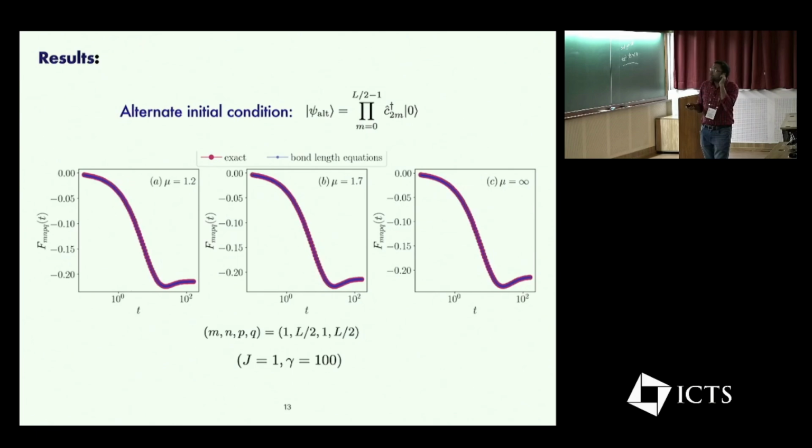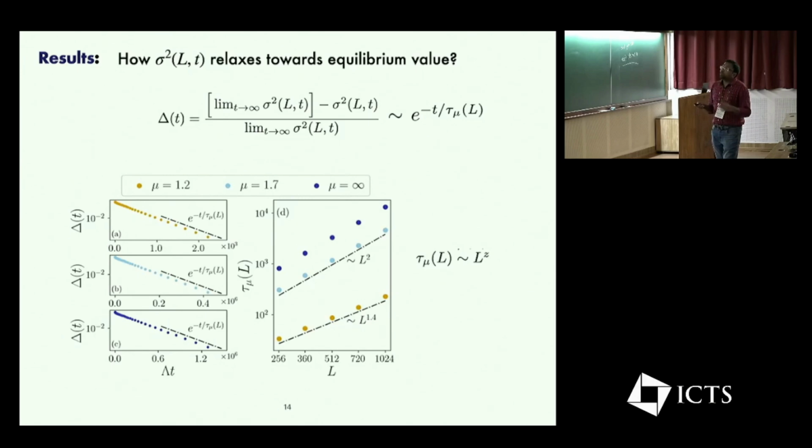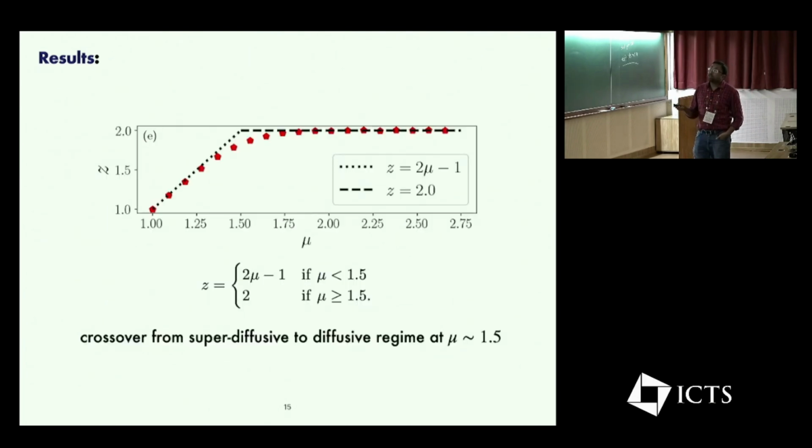Here I show how the 4-point correlators relax, and often they relax on a much longer time scale, which depends on the system size. Just to give you the exponents: the saturation rate of the number fluctuation depends on the system size, and this exponent has different values depending on the long-range exponent you take. If you plot this dynamical exponent as a function of the hopping parameter mu, you see that for mu greater than 1.5, or 3 by 2, you have a diffusive process going on.